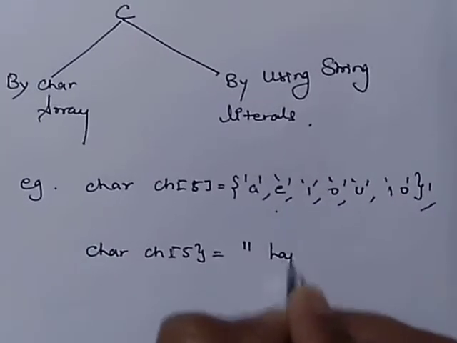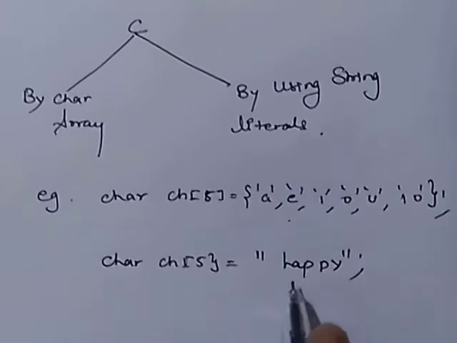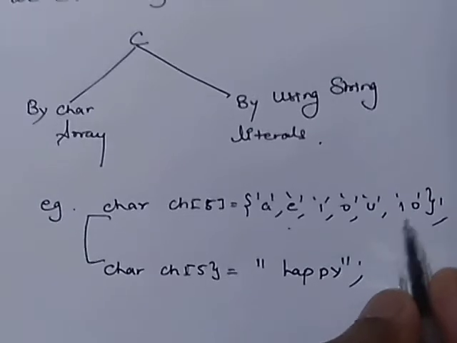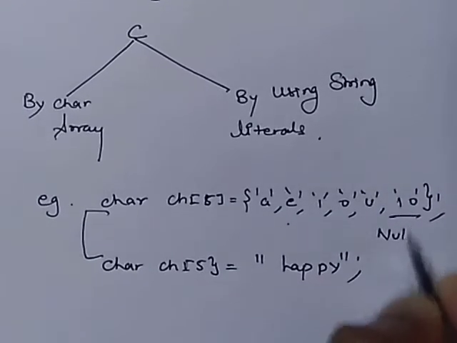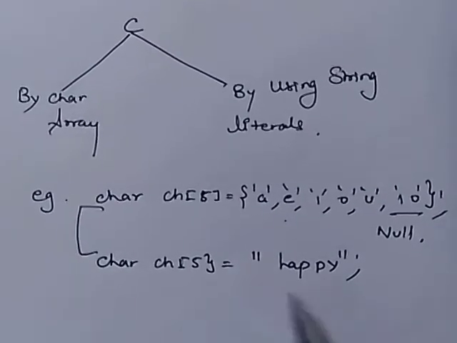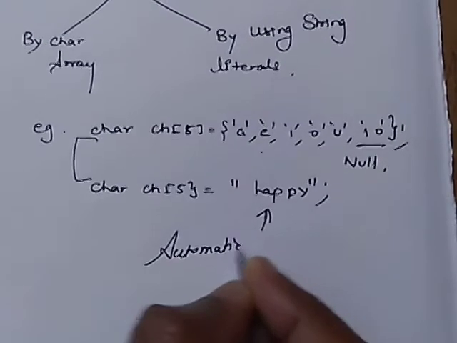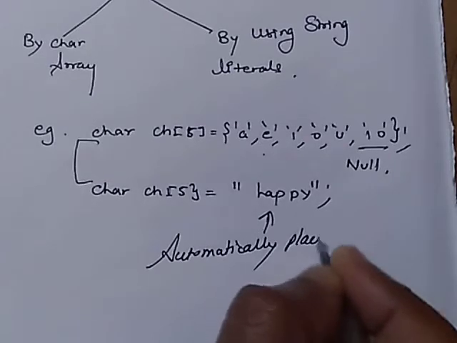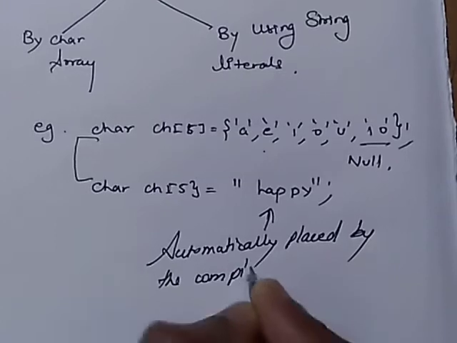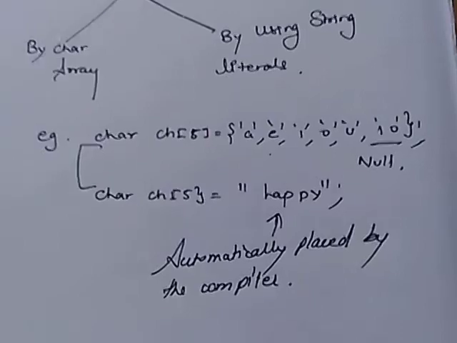In case of a string literal, we have to simply assign the characters like that. So one difference is that in case of a character array we have to mention the null character, and in case of a string literal we don't have to mention the null character. It is automatically placed by the compiler at the end of the character array.